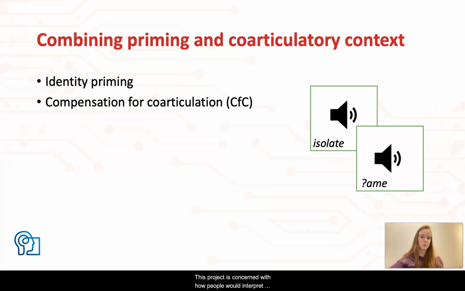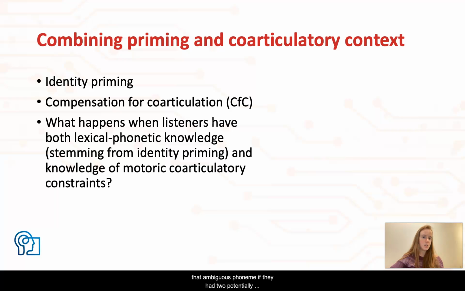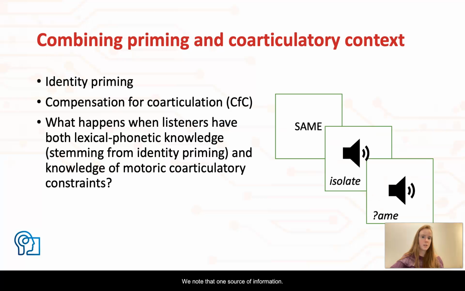This project is concerned with how people would interpret that ambiguous phoneme if they had two potentially conflicting sources of preceding information. We note that one source of information is early and immediately available, yet not part of the speech signal. However, the other cue is integral to the acoustics of the stimulus itself and occurs closer in time to the target item. This experiment will allow us to ask whether these two cues that differ in time and modality differentially constrain listeners' phoneme identification.